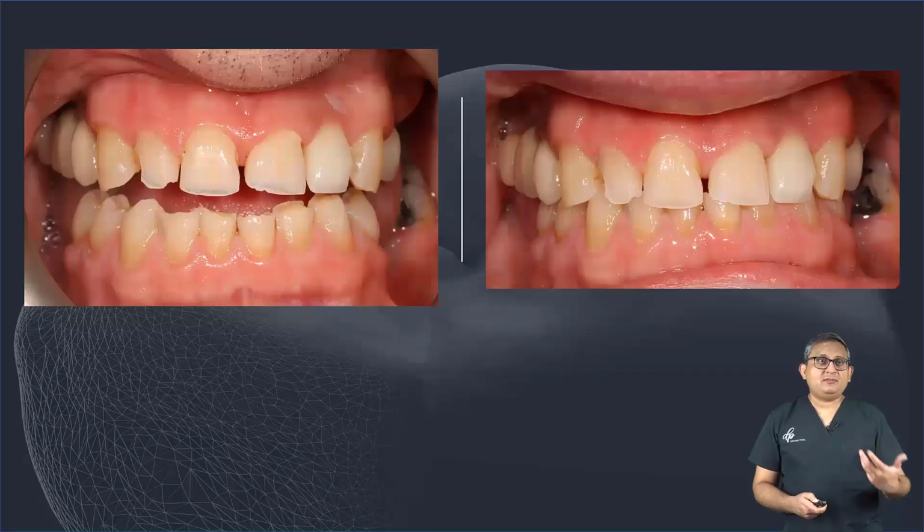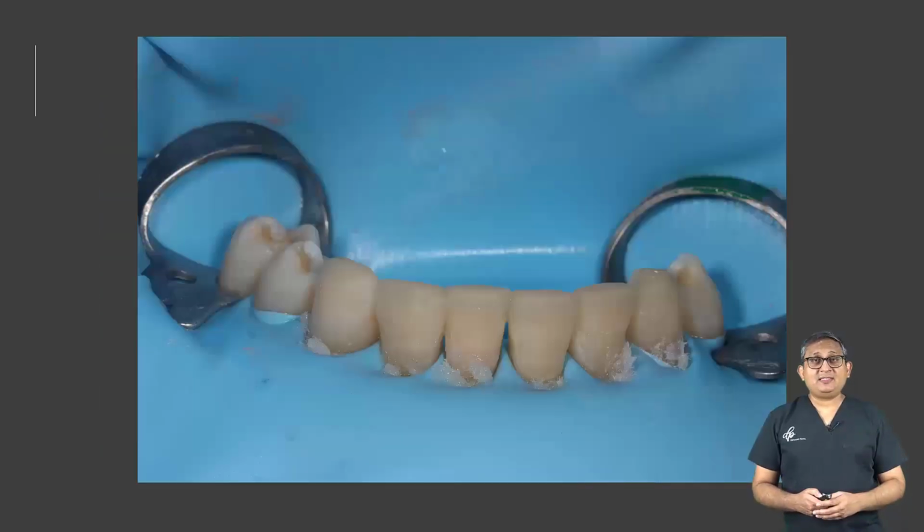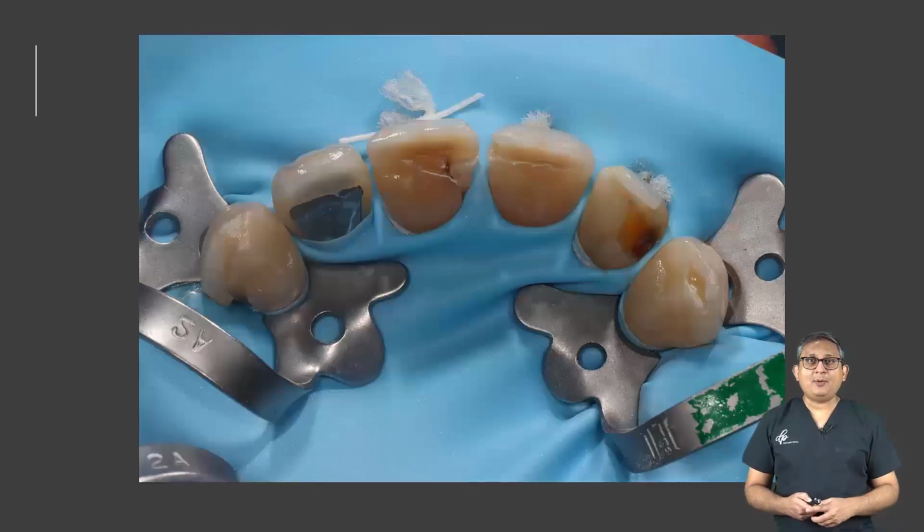So this patient had tooth wear, and it's a compromised case because he had an implant bridge at the back, upper left 2 was an implant as well, and he didn't want me to touch them. But we still needed to restore his teeth. So we restored the lower teeth and then the upper.